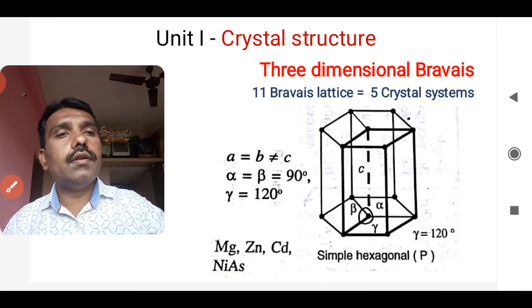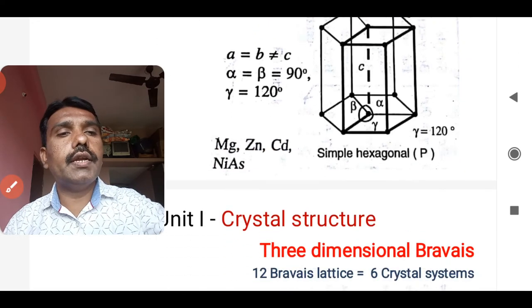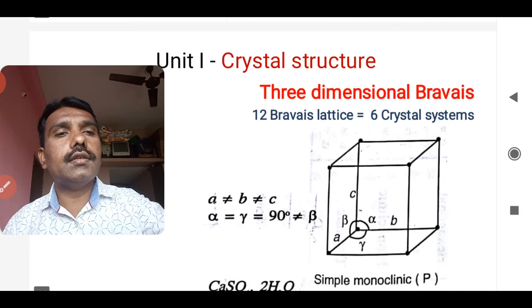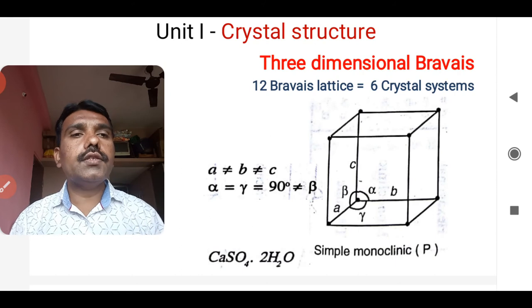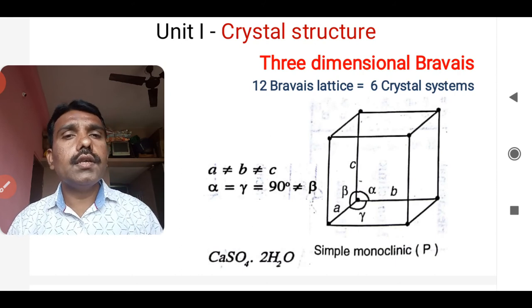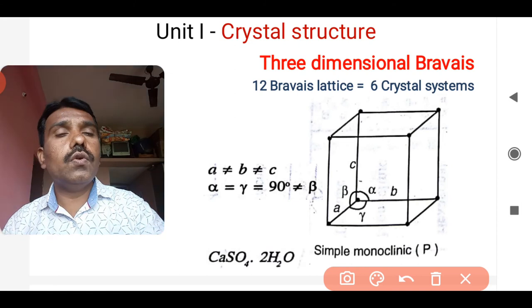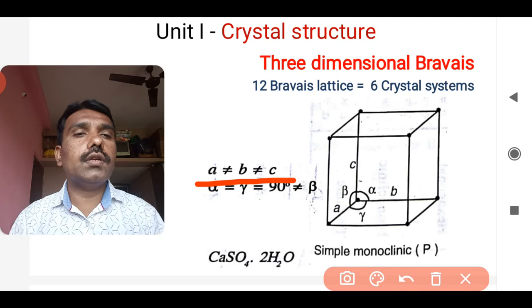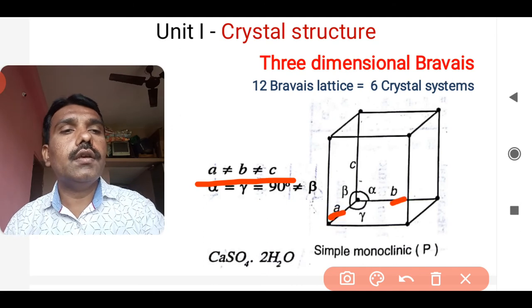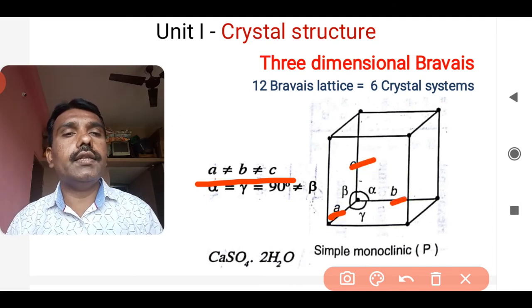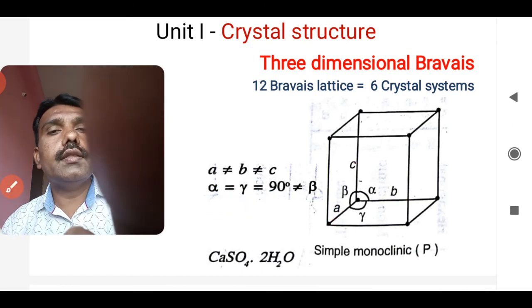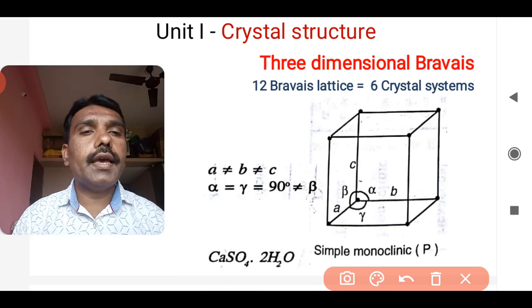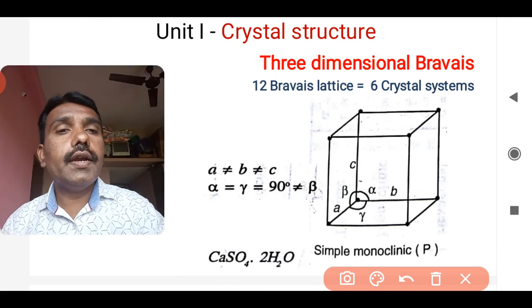Another example of a Bravais lattice, which comes under the sixth crystal system, is the 12th Bravais lattice. And what type of variations does this 12th Bravais lattice have? If you look here, all three vectors a, b, c are not equal to each other. That's why b and c vectors are of different lengths. And a very important factor in this case is that alpha and gamma are equal to 90 degrees. Alpha and gamma are 90 degrees.